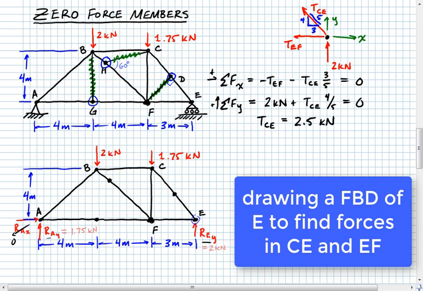Okay, so that's good. From there we can take, that's negative 2.5 kilonewtons. From there we can take that negative 2.5 kilonewtons and plug it back into this equation up here. And when we do that, we'll find that TEF is equal to negative a negative 2.5 kilonewtons times 3 over 5.